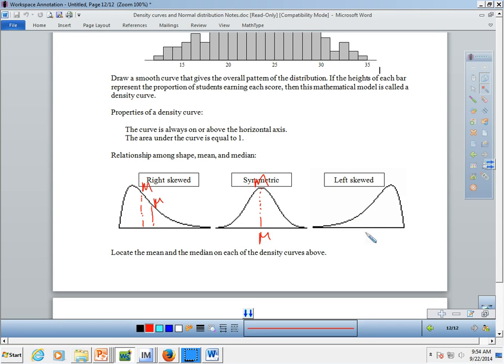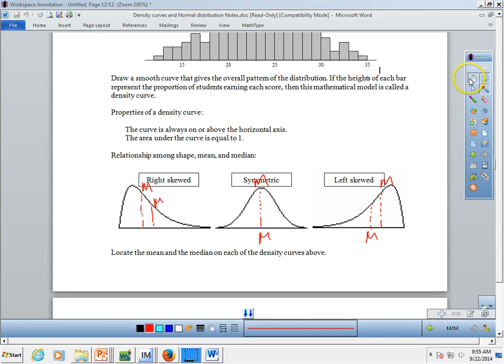Again, we use mu to talk about the mean of a density curve, and we'll also use sigma for the standard deviation. We'll talk about that in a minute. In the left skewed, it's going to be the opposite of the right skewed, right? Your median might be somewhere right here, and your mean is going to be to the left of it, so about there.